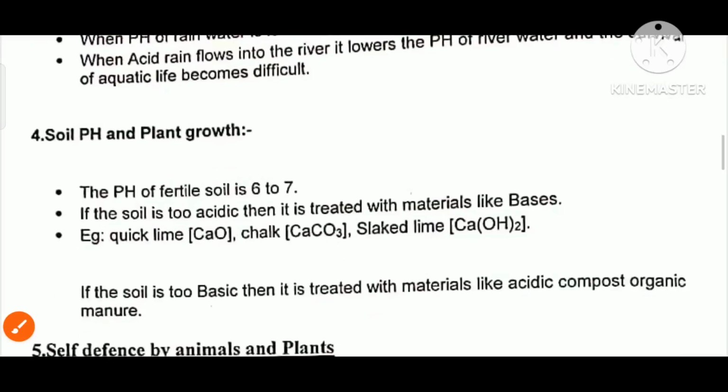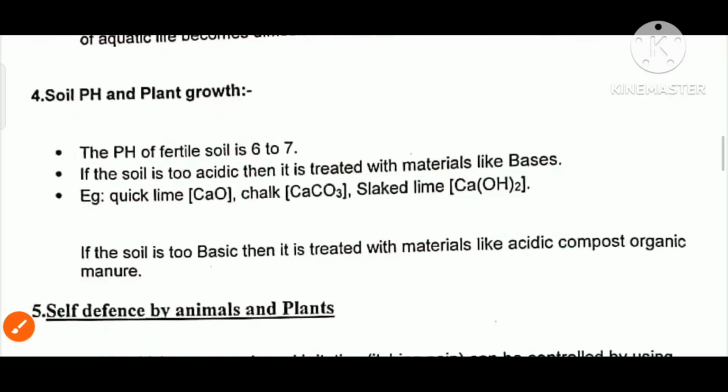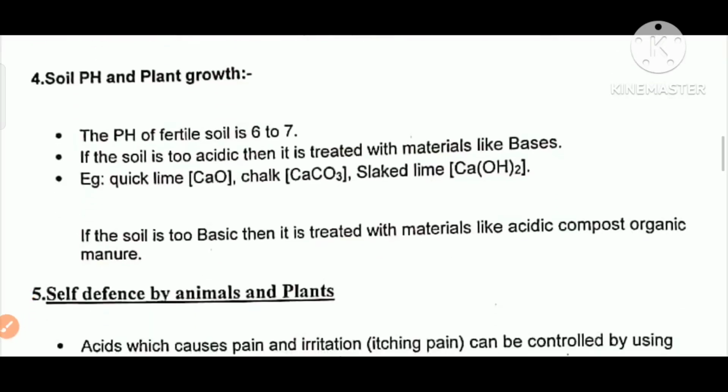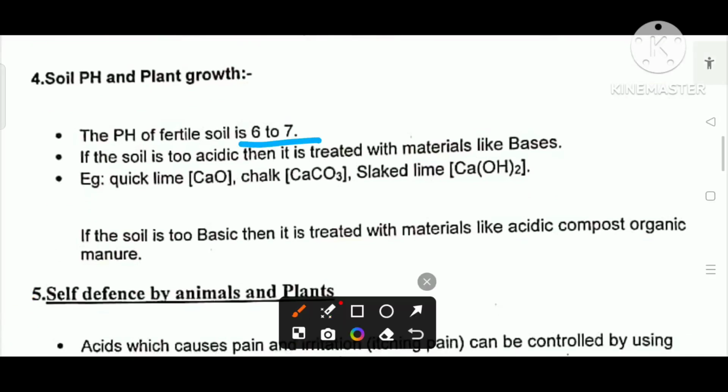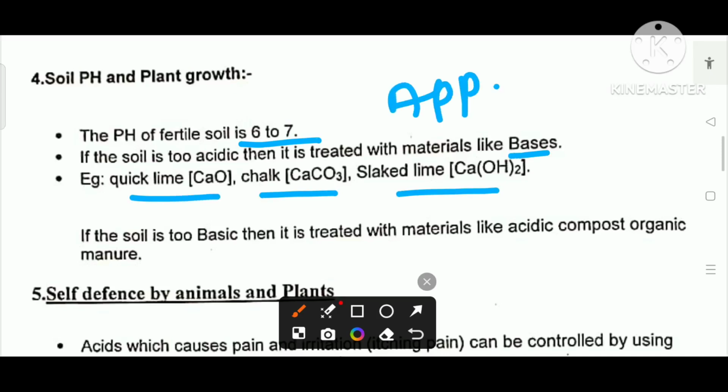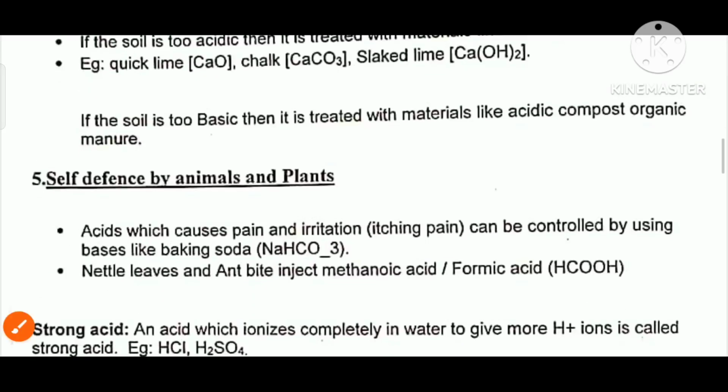Next, let's move on to soil pH and plant growth. The pH of fertile soil is 6 to 7. If the soil is too acidic, it is treated with bases like quick lime, chalk powder, and slaked lime. Here also, in your textual questions, one application-level question is there. So these two points you can write. Now let's move further. Here one more point is there, remember that first.